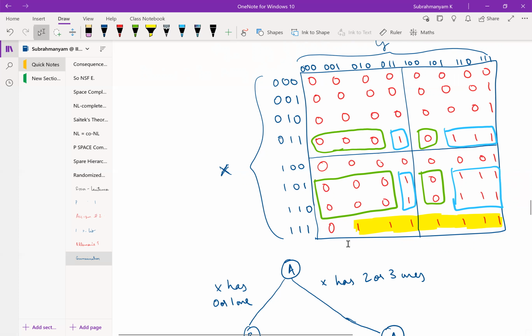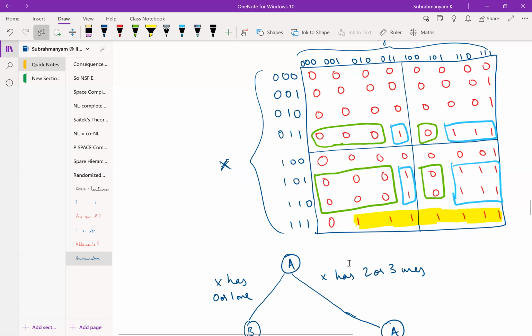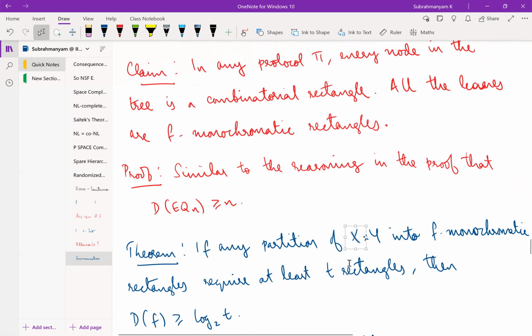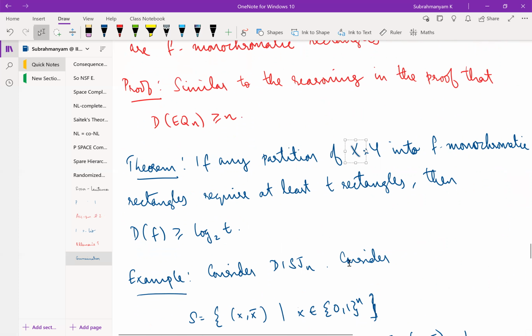That means the tree has to have at least T leaves. So which means the tree has to have height log T. Right? So if any partition of X cross Y into monochromatic rectangles requires at least T rectangles, then the complexity is at least log T, because this means that the tree has to have at least T number of leaves.